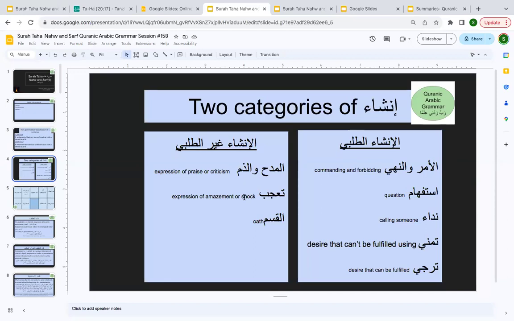When Allah says wal asr, is that demanding something from someone? It's not demanding something from someone, and you cannot say you are lying, or mazallah. You never say that. It's again going to be insha, and it's going to be insha ghayr talbi.